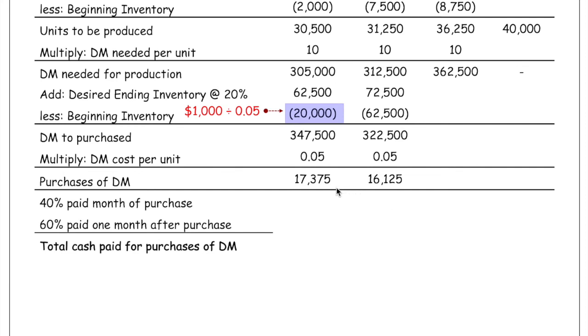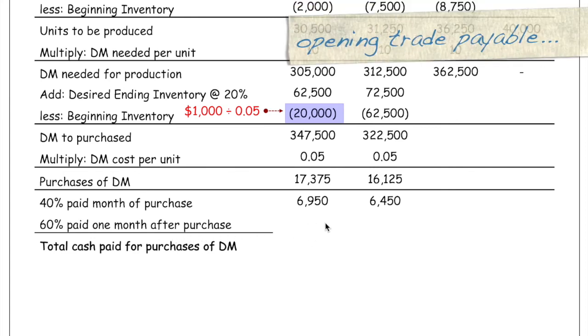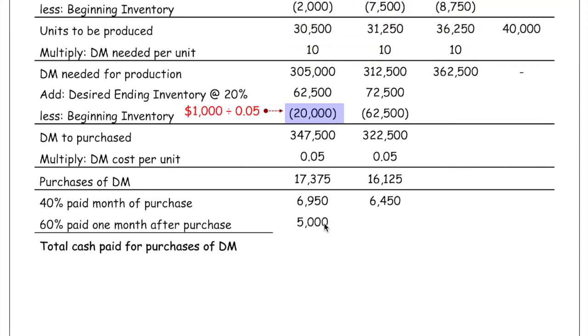I can multiply the purchases for Jan by 40% to realize that I'm going to pay 40% in the same month, so that would be $69.50. If I do the same with our purchases in Feb, I'll get $64.50. Moreover, in the month of January, the 60% that's going to be paid is going to be the outstanding payable from the prior month. So December's ending trade payable is what we're going to be paying as the 60% for January. In February, we're going to pay for 60% of the purchases that we made in Jan. And so 60% of $17,375 is going to be the amount paid in February.